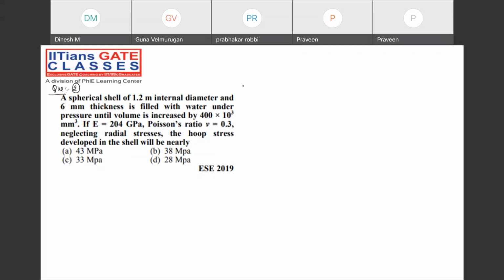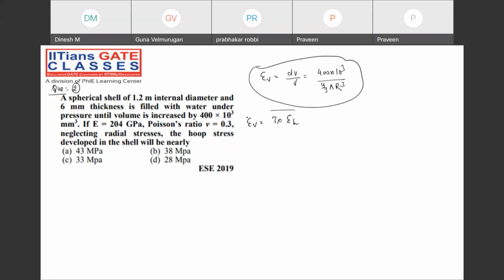So from here you can just calculate the volumetric strain, that is change in volume by original volume. That has been given as 400 into 10 power 3 divided by volume. Volume is what? Everybody knows that, 4 by 3 pi r cube. From here you can calculate the volumetric strain. Once you calculate it, you know that the volumetric strain is 3 times the hoop strain. From here you can just calculate the hoop strain.